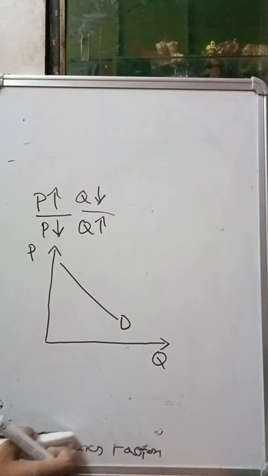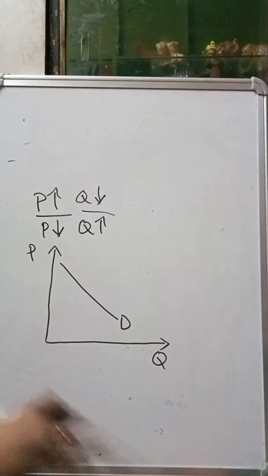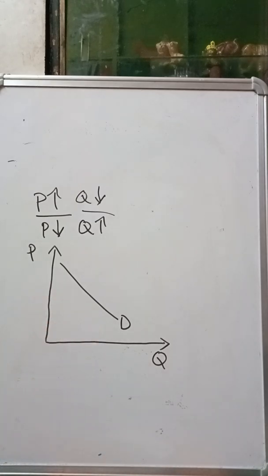Now there are two kinds of movement: one is movement along the curve and one is a shift of the demand curve. In the next video we will understand these two things.